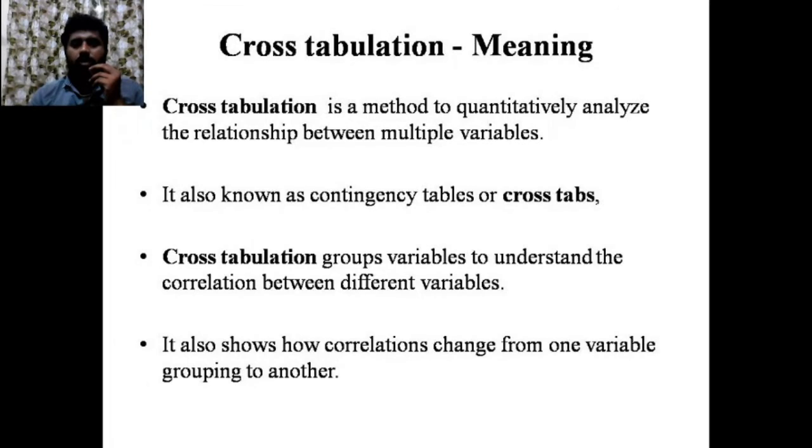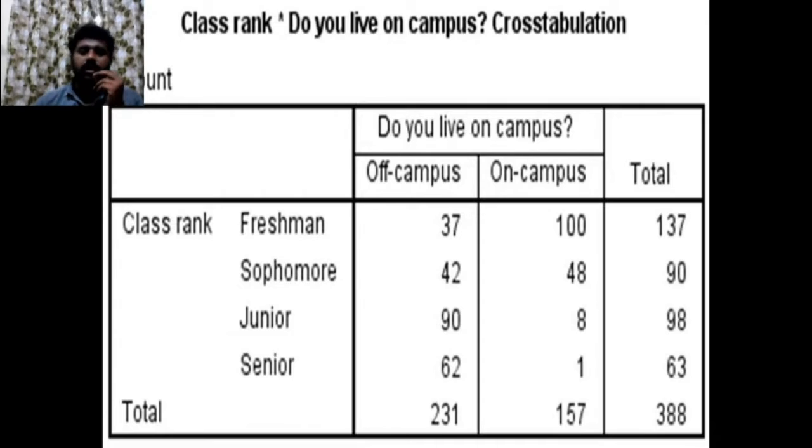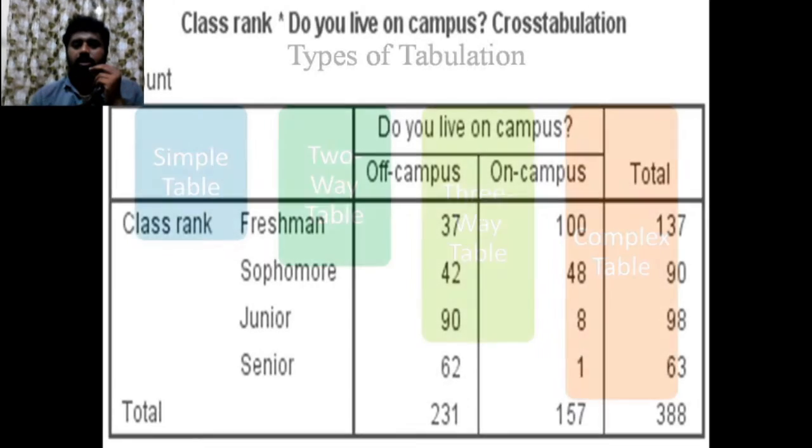Next, cross tabulation. Here in cross tabulation, the number of variables will be more than one. That is called cross tabulation. If you look at the example here, do you live on campus or off campus? And they have given the people like freshman, sophomore, junior, senior. So whether a freshman lives off campus or on campus. So there will be more than one variable, which is called cross tabulation.